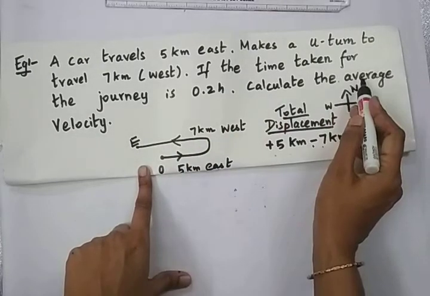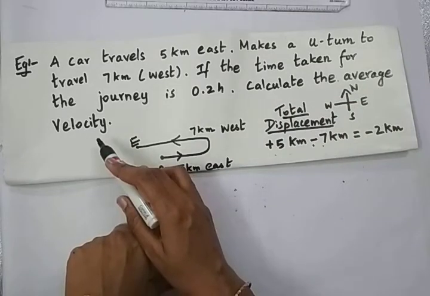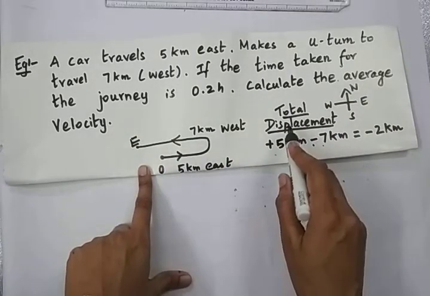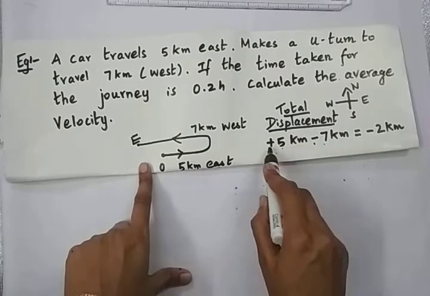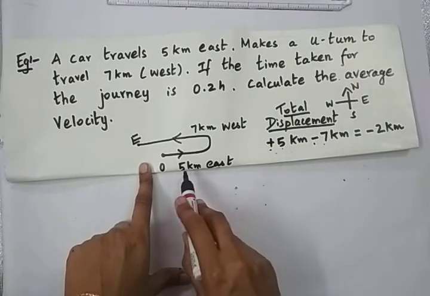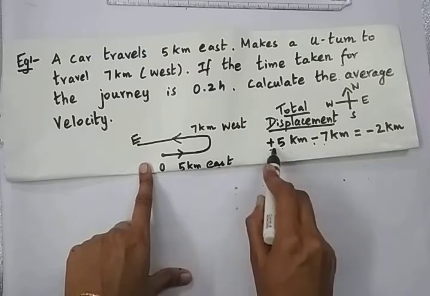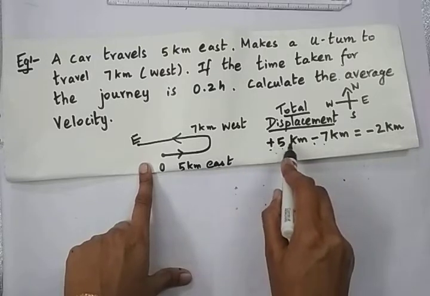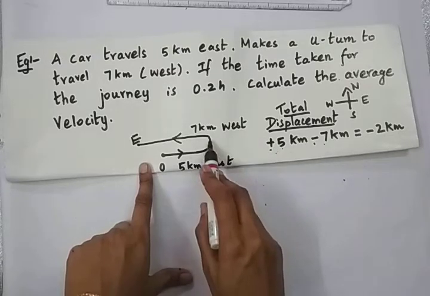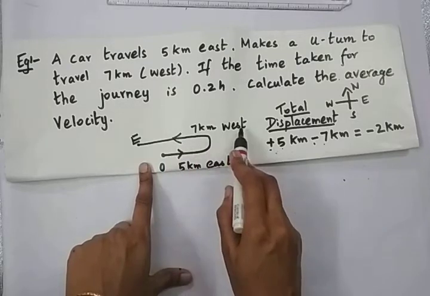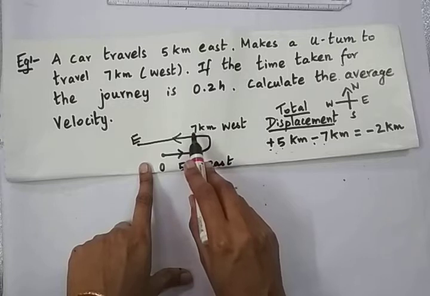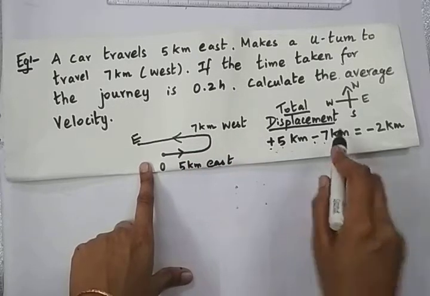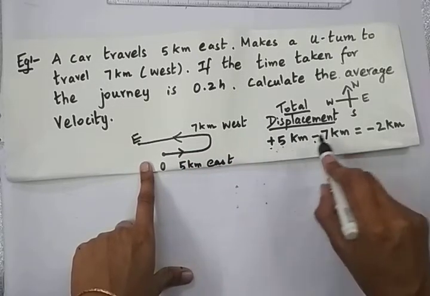And we know the formula that average velocity is total displacement by total time taken, and we also know that displacement is a vector quantity and the magnitude should be written with the sign depending on the direction. So 5 km east is represented with a plus sign, plus 5 km, and it takes a U-turn and covers 7 km west. So opposite of east is west, so we give a minus sign for this magnitude 7. So minus 7 km. So the net displacement is plus 5 minus 7.